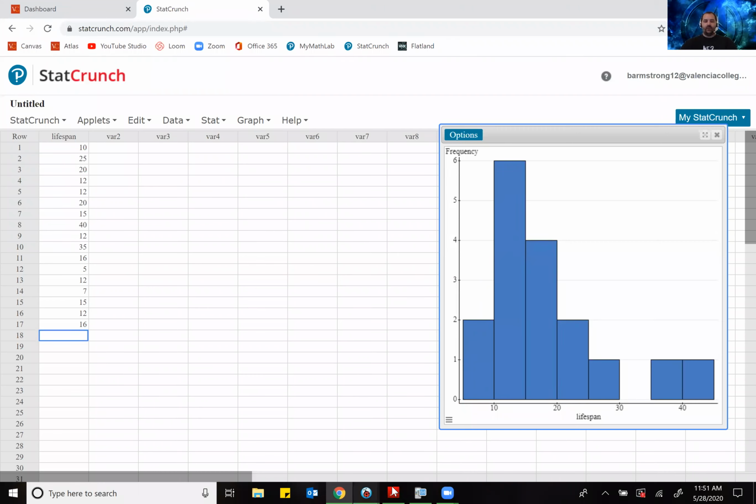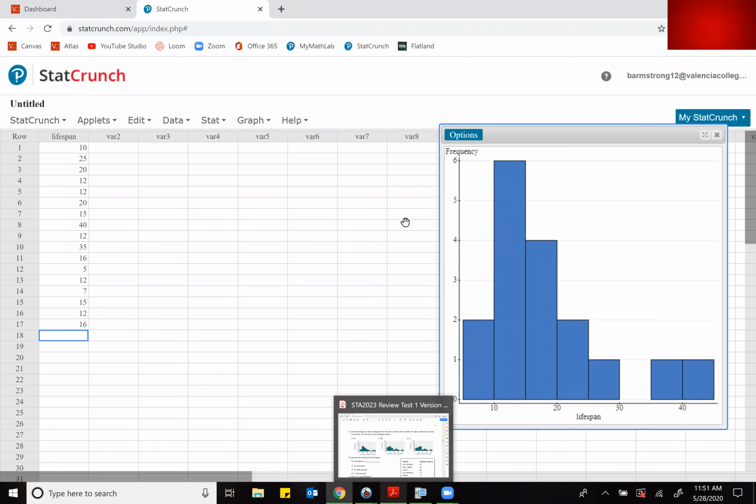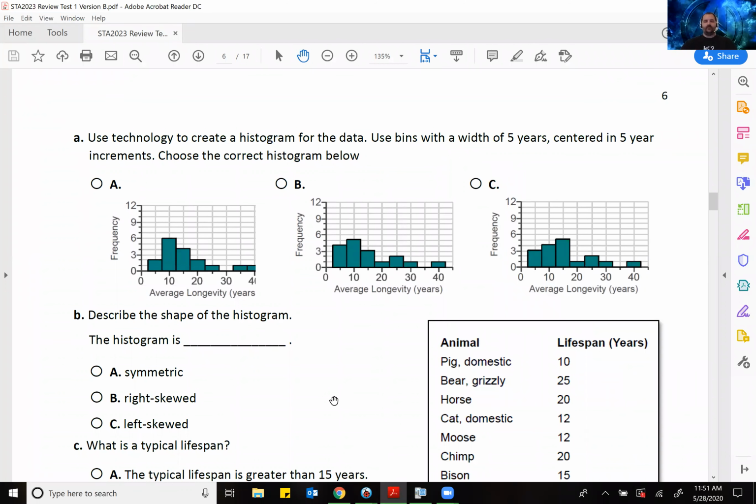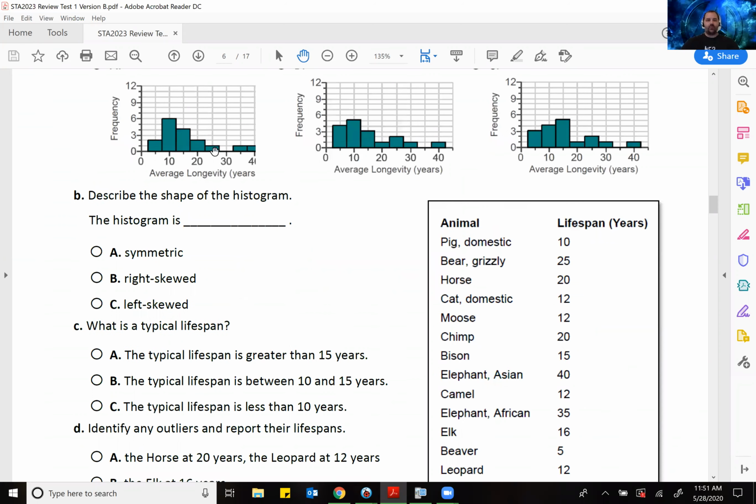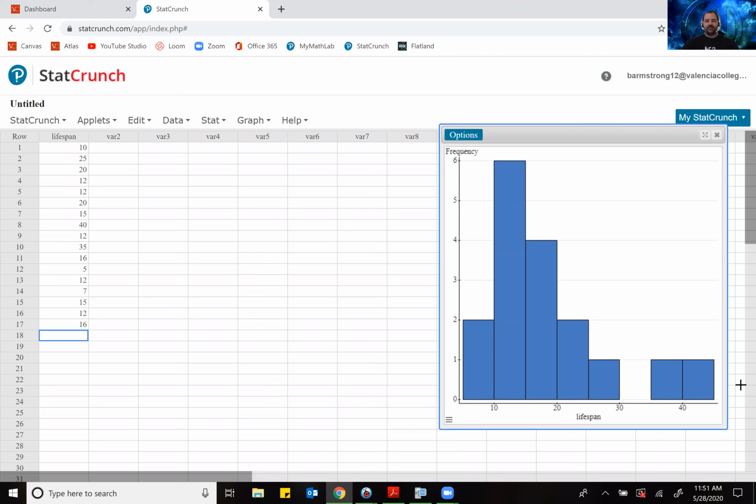Which picture over here matches it? A, B, or C? A. It is A. Because this is the one that has that nice tall bar right there, and then there's a space and 2 more bars. That's exactly what ours looks like. Tall bar, space, and then 2 more bars. Okay? So definitely. So we know what it looks like now. Cool bean. Any questions about how we got the histogram in StatCrunch?